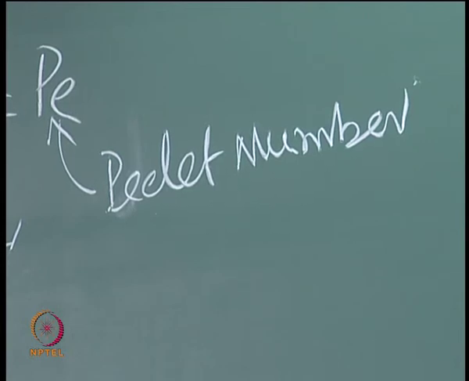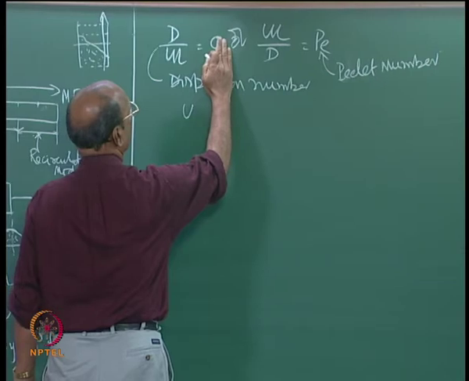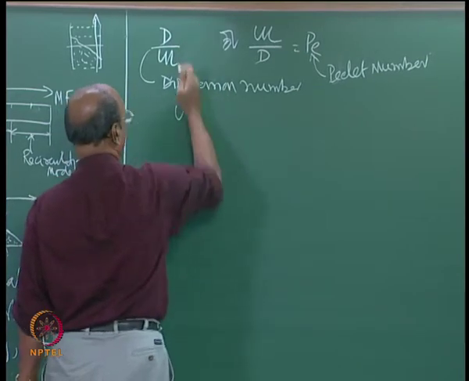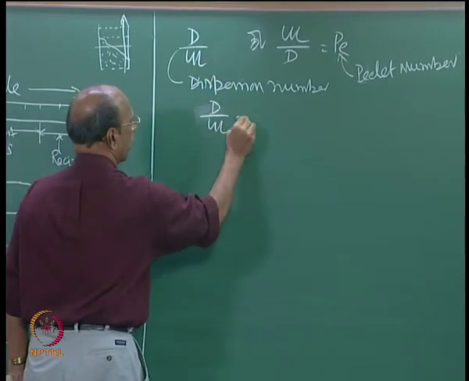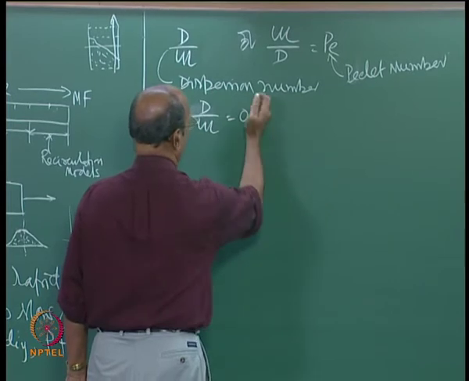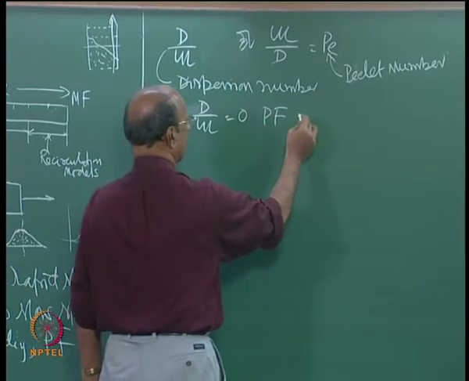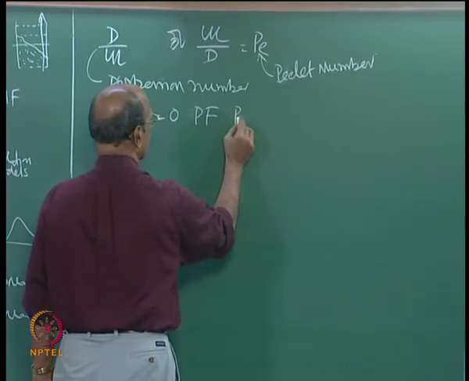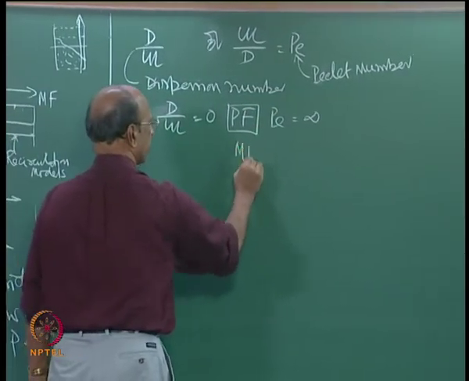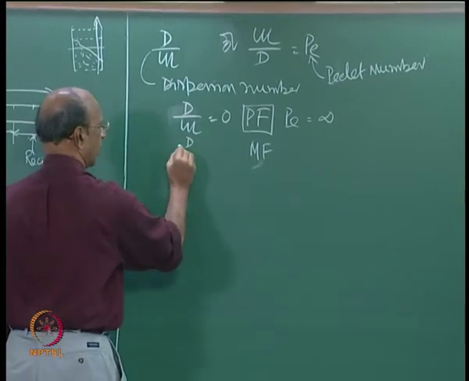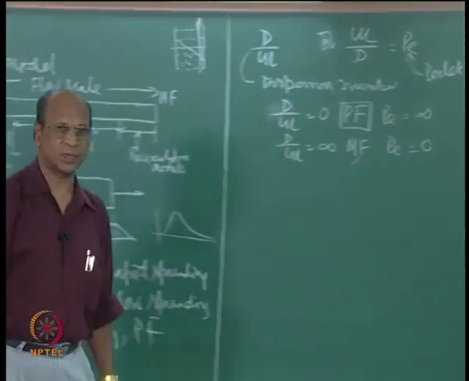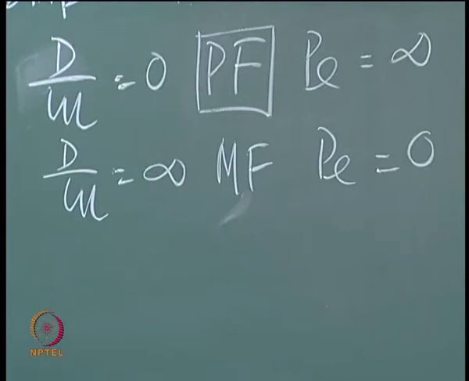Now D by UL equal to 0, which is plug flow, correspondingly has Peclet number equal to infinity for PF. For MF, D by UL equals infinity and Peclet number equals 0. So these are the extremes that we have.